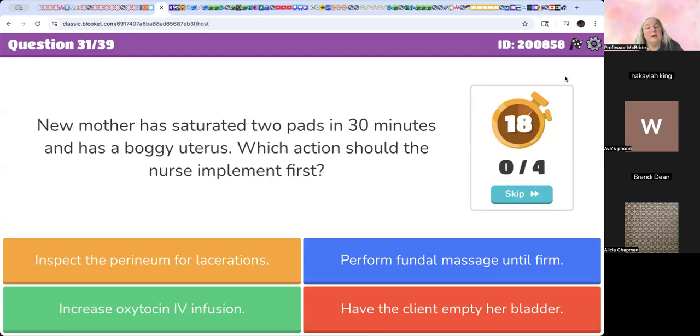A new mother has saturated 2 pads in 30 minutes and has a boggy uterus. What action should the nurse implement first?